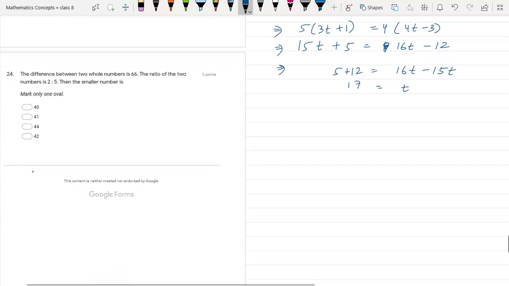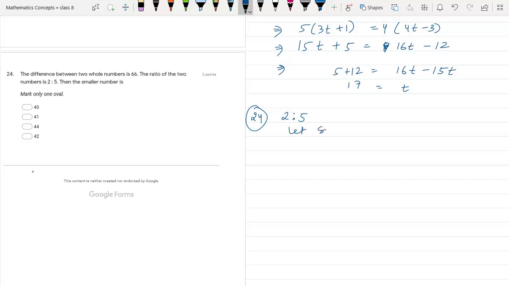Now question number 24. The difference between two whole numbers is 66. That is the first statement. The second statement is the ratio of the two numbers is 2:5. So it depends on us which statement we will take for the assumption part. I will take the second statement for the assumption part. You can take the first also, no issue. In the second statement they are saying the ratio is 2:5. That will help me in assuming the numbers.